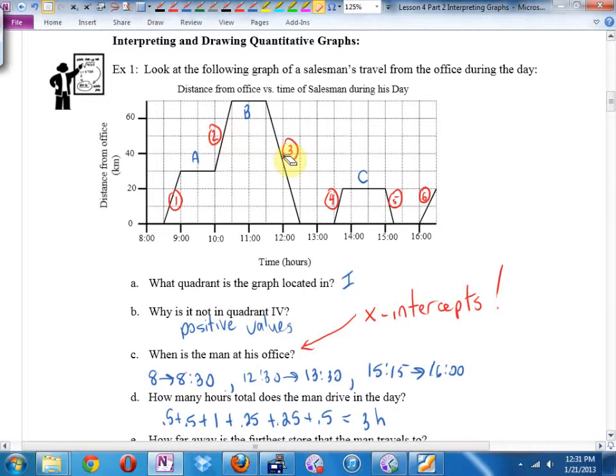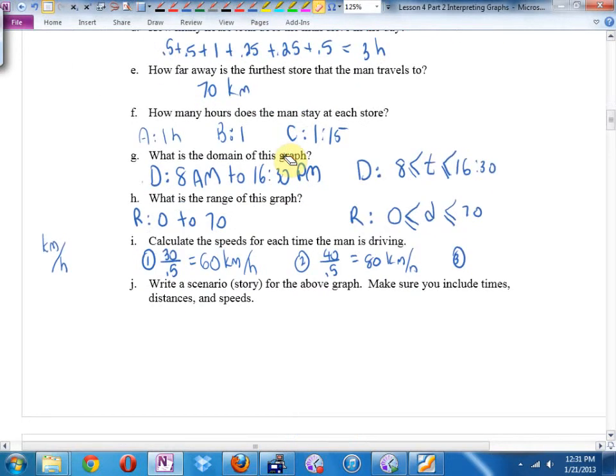How much distance? 70 kilometers. How much time? I can do that in my head. 70. Not sure what road he was on. There are some roads that have a speed limit of 70.